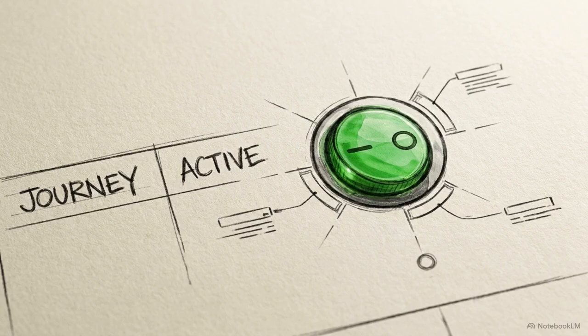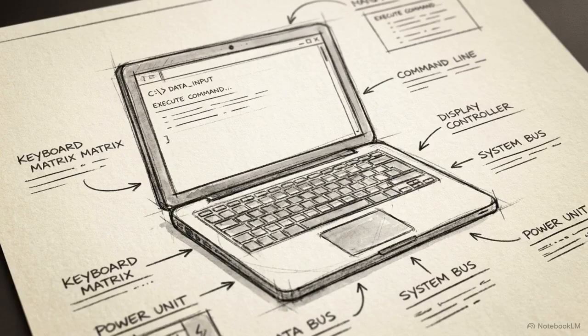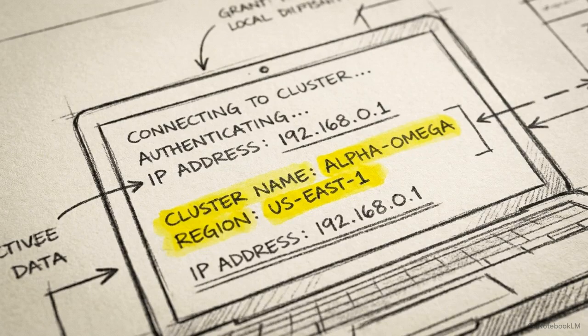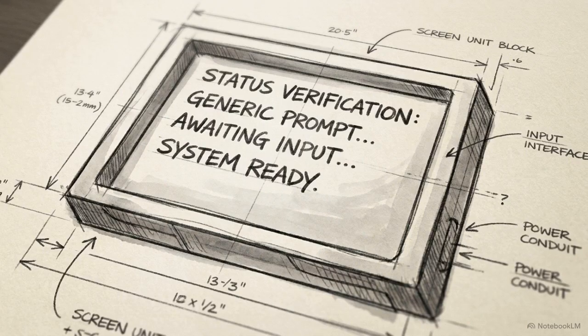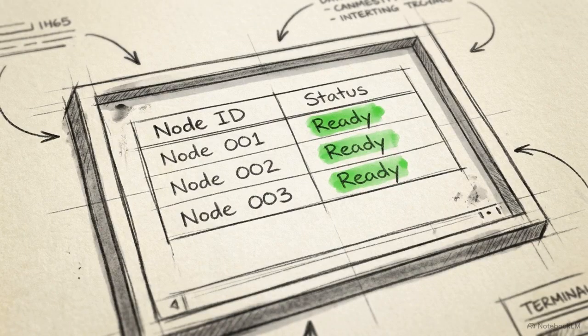Looking at this AWS console dashboard, we can see the new EKS cluster named Journey is provisioned and showing an active status. To connect your local machine to this remote cluster, run the AWS EKS update kubeconfig command, passing in your specific cluster name and region. Verify the connection by typing kubectl get nodes. You will see the active worker nodes responding, proving your local terminal can now direct the remote cloud environment.